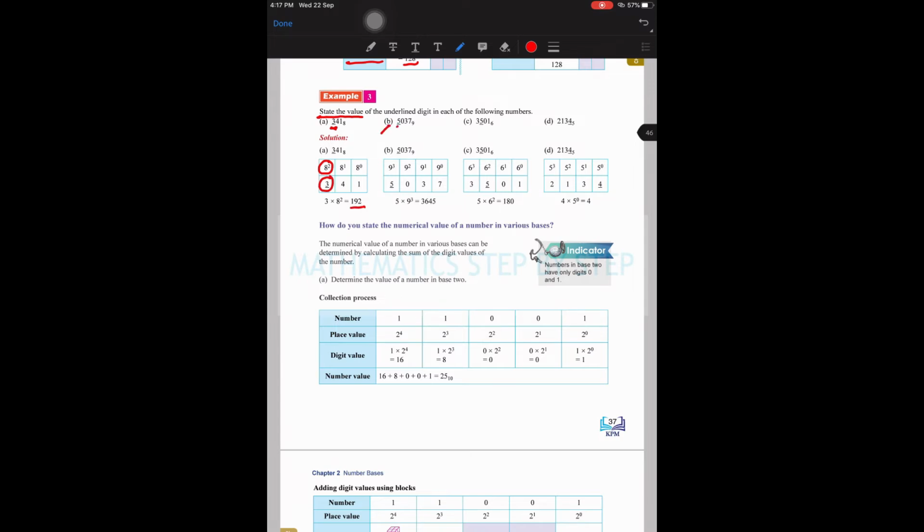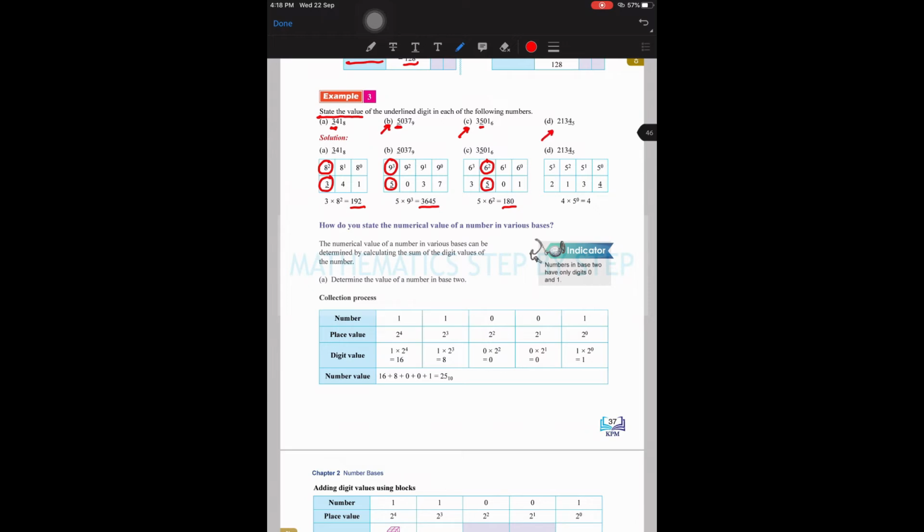Then for B, this underlying digit 5, the place value is 9 to the power 3. So the digit value will be 5 times 9 to the power 3 gives us 3645. And then part C, 3501 base 6. The value of this underlying digit, first of all we'll find the place value. The place value is 6 to the power of 2. So the digit value is 5 times 6 to the power 2, which is 180.